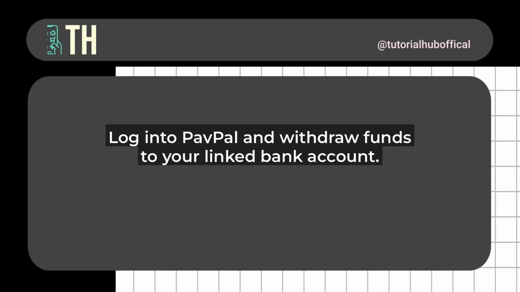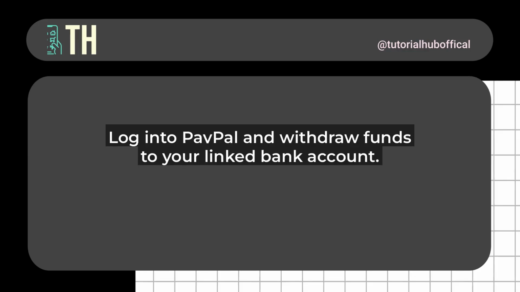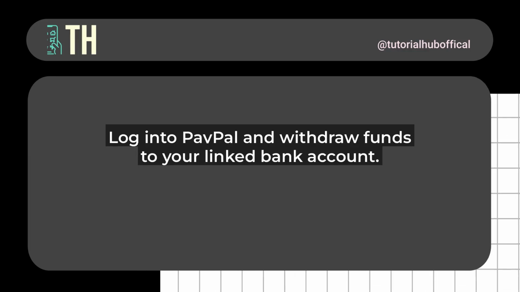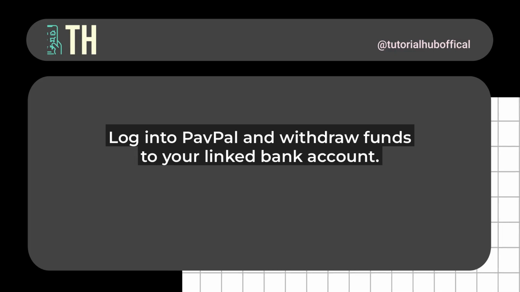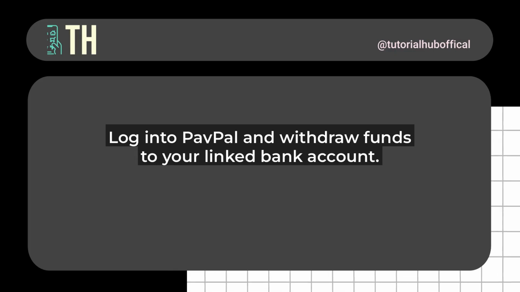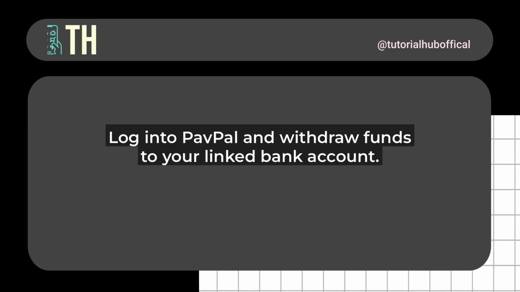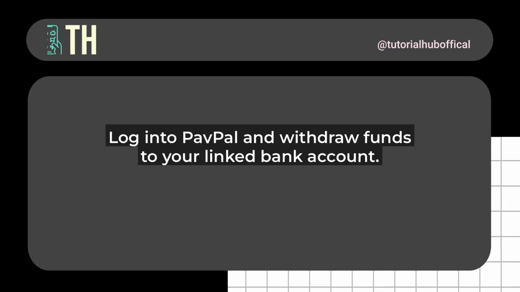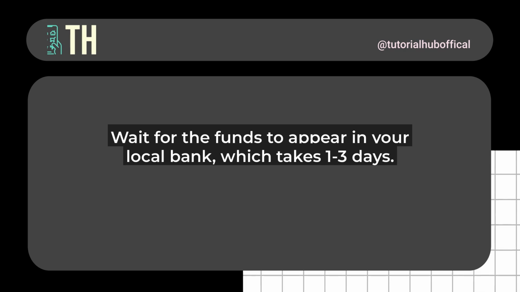Step 1. Log into your PayPal account on the app or website. Go to your wallet and select Withdraw Funds. You'll need to link a bank account that supports international transfers. Choose one that's connected to your local bank in Pakistan. Once selected, enter the amount you want to withdraw and confirm the transaction. This might take 1 to 3 business days to process.